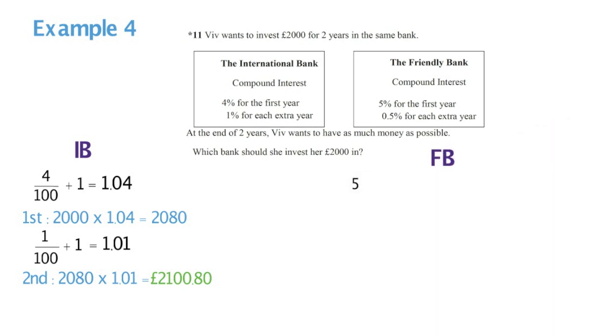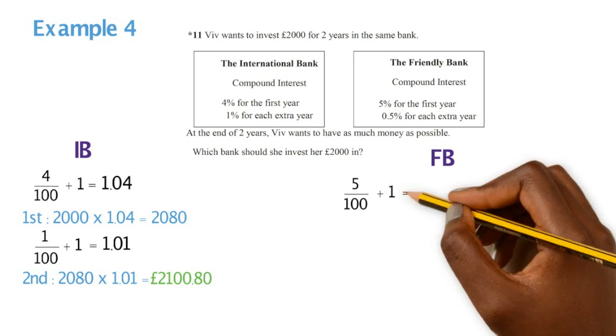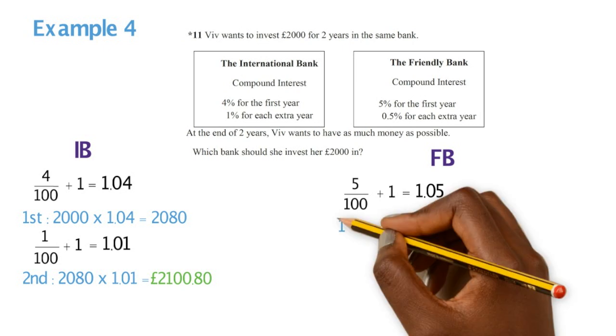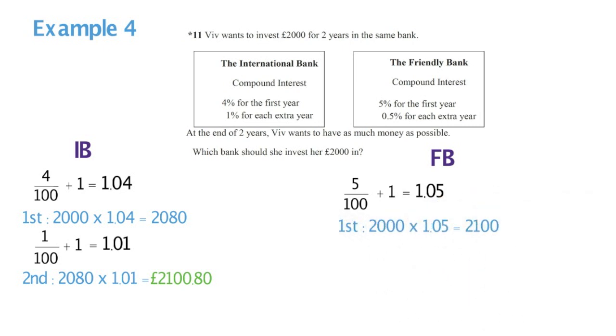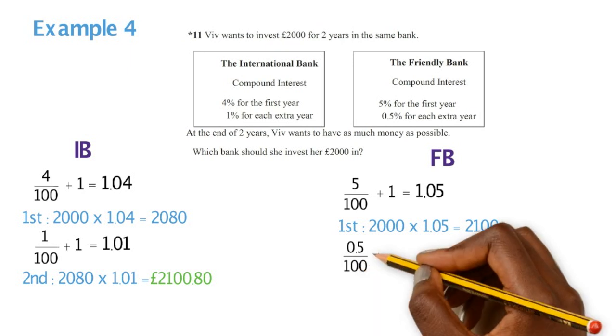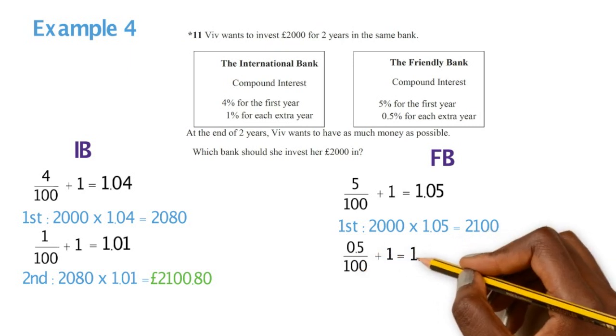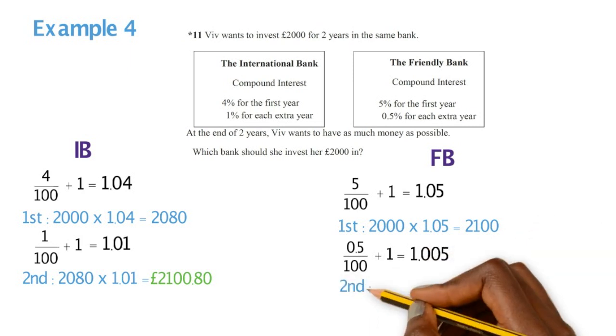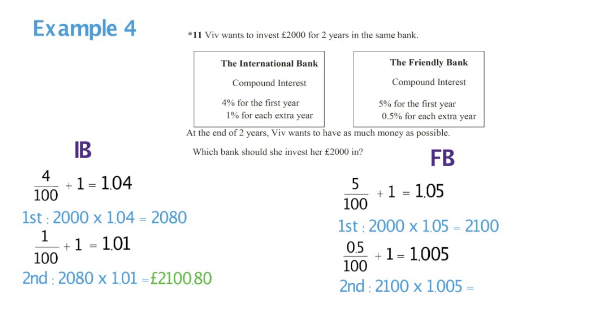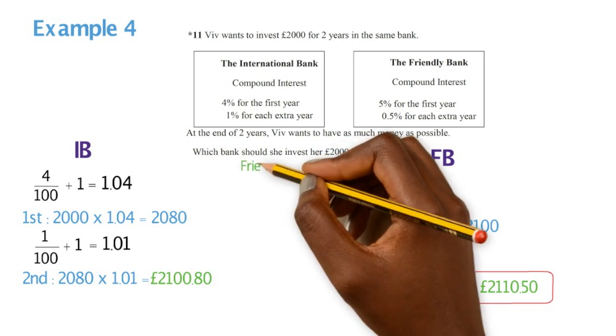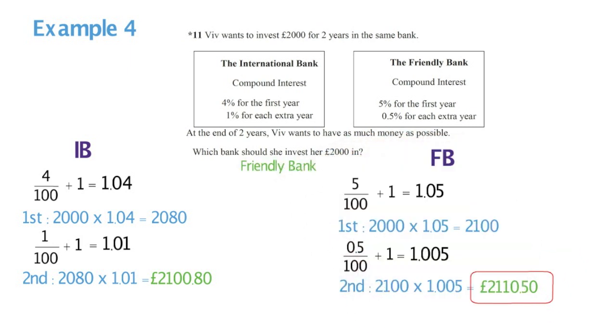Whereas with Friendly Bank, for the first year, the rate is 5%, and again, it's compound interest. So shortcut method, we can do 5 divided by 100 plus 1, which would leave you with 1.05. Multiply the original value, which is 2,000, by 1.05, you're left with 2,100. For the second year, it's 0.5%, so we need to do 0.5 divided by 100. Add 1, which would leave you with 1.005. Multiply that to 2,100 because it's compound interest, what you're left with from the previous year. And she would have £2,110.50. So because Friendly Bank is more, she should invest in Friendly Bank.